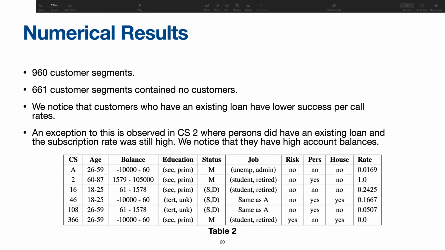So again, a lot of segments were empty because we only had 45,000 customers to distribute amongst 960 segments. So the majority of them were empty. And from this, we actually could derive some meaningful information as to why success per call rates were higher and lower for certain features based on demographics.